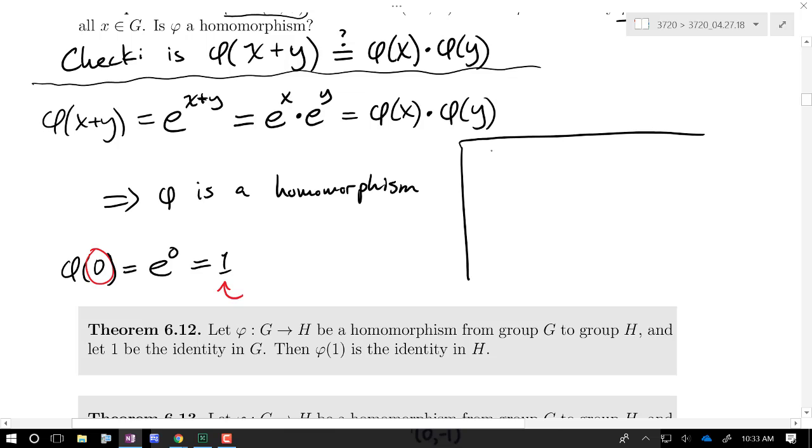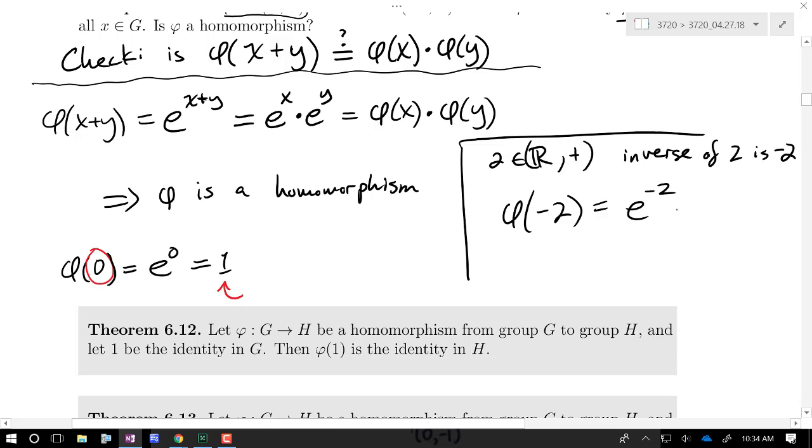Let's say we take the element 2 in our G group, which is the real numbers. Because this is a group under addition, the inverse of 2 is negative 2, because our identity is 0. So phi of negative 2 is e to the minus 2, which is the same as 1 over e squared.